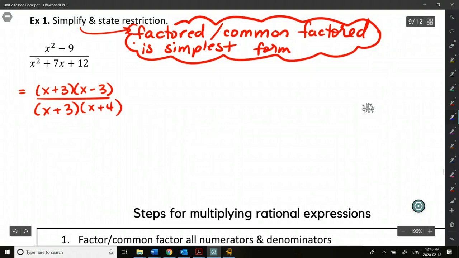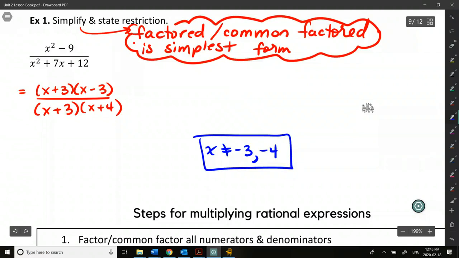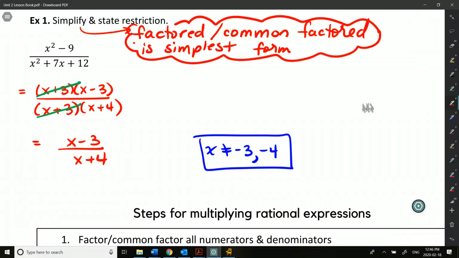Okay, before we cross anything out, let's look at the denominator. What causes x plus 3 to equal 0? What value of x? Negative 3. And how about x plus 4? Negative 4. So those two values we want to restrict for our variable because they'll cause our denominator to equal 0. Now when you have full groups that are the same and they're being multiplied, you can actually cancel out those groups. That's a factor on the top and a factor of the bottom. So we're left with x minus 3 over x plus 4.